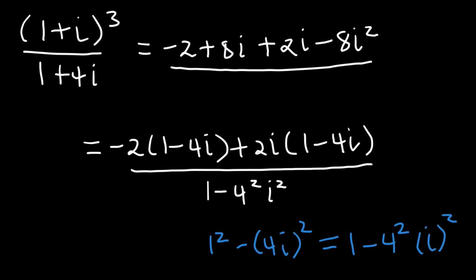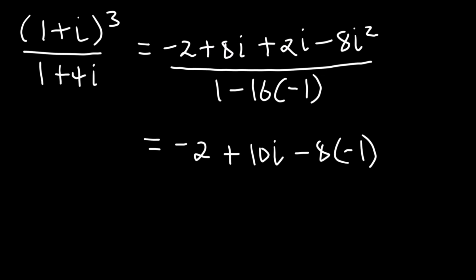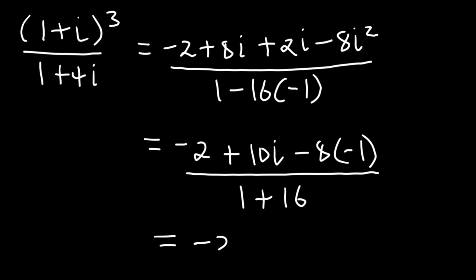And this will be divided by 1 minus 4 to the power of 2, which is 16, times i to the power of 2, which is minus 1. So this will be equal to negative 2 and then plus 8i plus 2i, which is 10i, and then minus 8 times negative 1, and this will be divided by 1 plus 16. This will be equal to negative 2 plus 10i and then plus 8, and this will be divided by 17.